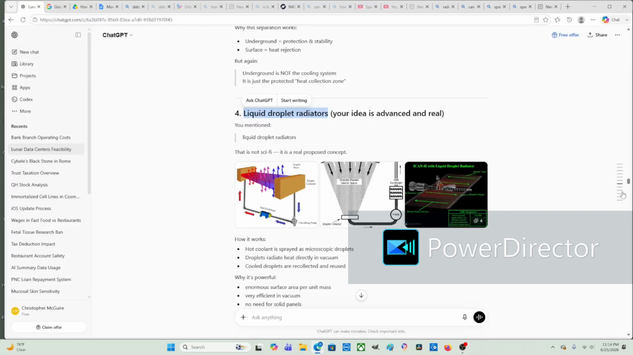I guess I will try to post this ChatGPT conversation to Reddit so other people can read it for themselves if they want to.